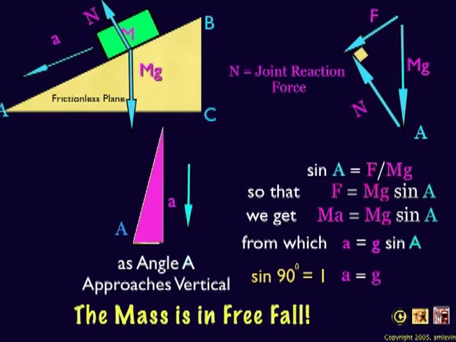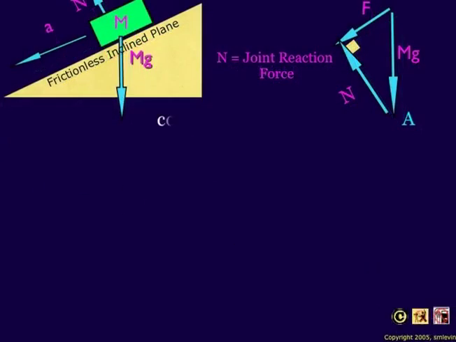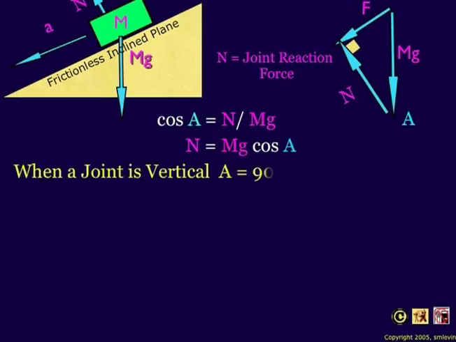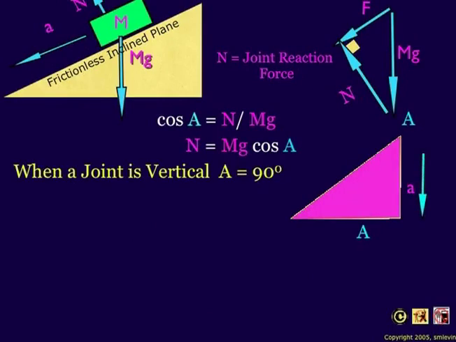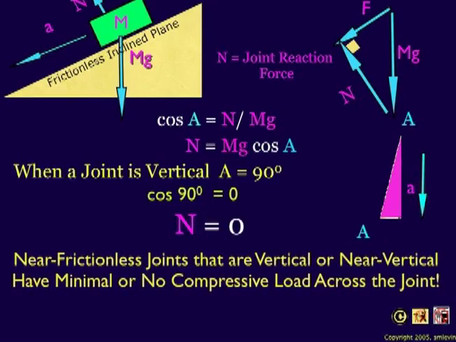One more time. Let's look at the joint reaction force, N. N equals mass times gravity times cosine A. As the joint becomes vertical, the cosine of 90 degrees is 0, and the joint reaction force is therefore 0, which means there is no compressive load across the joint.